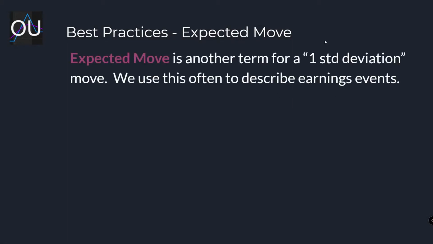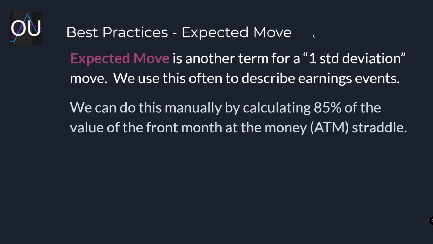Expected move is actually something that is really important for trading. It's another term for around a one standard deviation move, and we use this often to describe earnings events. Earnings events are typically looking for expected moves, and we usually try to trade sell premium during these periods of high volatility. We can also do this manually by calculating 85% of the value of the front month at the money straddle.